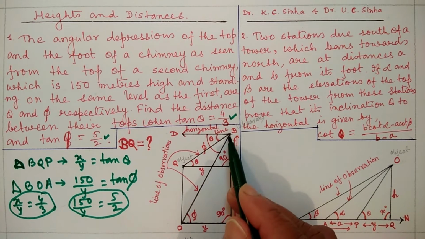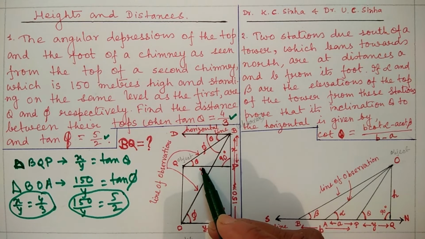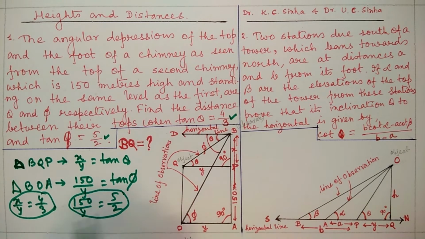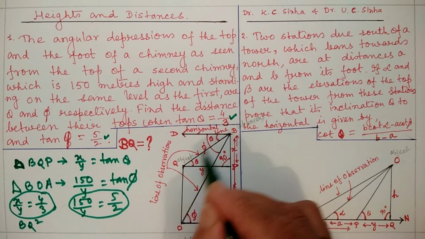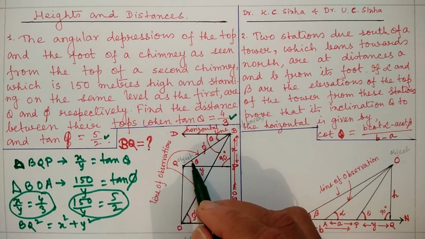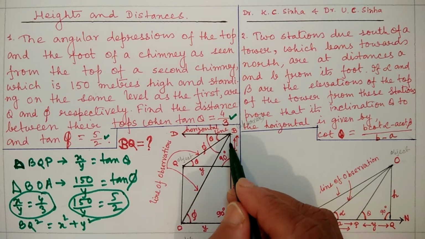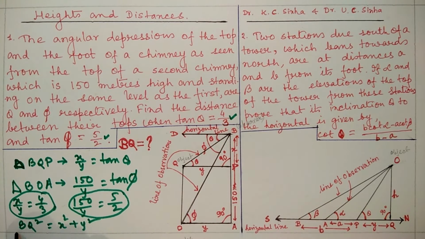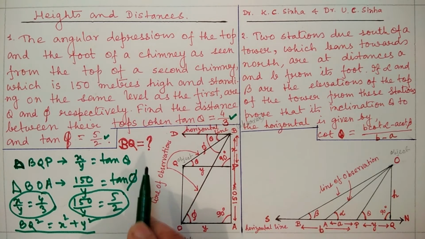Here you see in this figure, then we will come to know x and y. We will get the value of x and y, and then we will get that BQ square is equal to x square plus y square. In a right angle triangle, hypotenuse square is equal to perpendicular square plus base square. So after getting x and y, we'll get the value of BQ. First we'll get BQ square and we'll find the square root, we'll get the value of BQ. So you solve, you'll get the result.